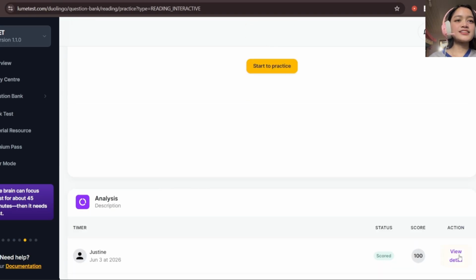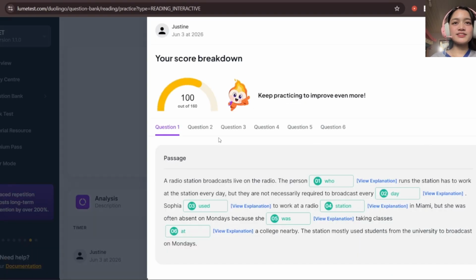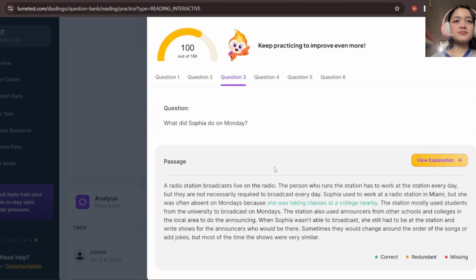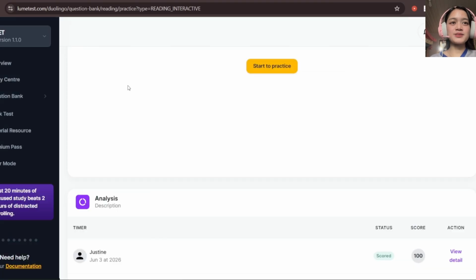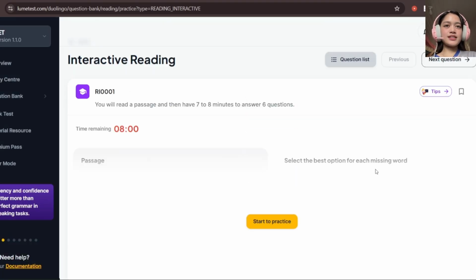Okay, let's check our answers. Oh, we only did 100 to 160. But all of our answers are correct. So we did a great job. And that's it for today's lesson. I hope you learned something valuable from our Duolingo English Test Reading practice session. We covered the different reading question types, discussed useful strategies, and practiced how to approach each task with confidence. Remember, improving your English skills takes consistent practice. The more you expose yourself to these question types, the more comfortable and accurate you'll become on test day.